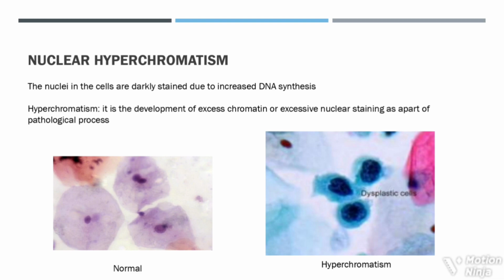The fourth dysplastic feature is nuclear hyperchromatism. Hyperchromatism means there is a development of excessive chromatin or excessive nuclear staining as a part of pathological process. The nuclei in the cells are darkly stained due to the increased DNA synthesis.